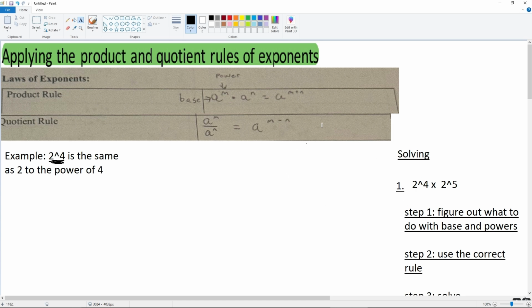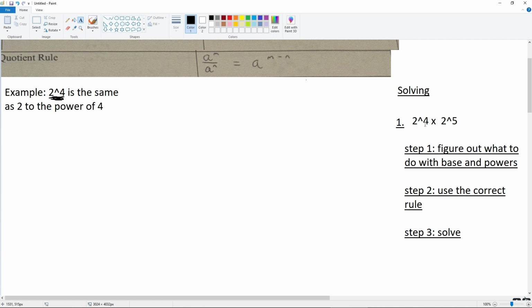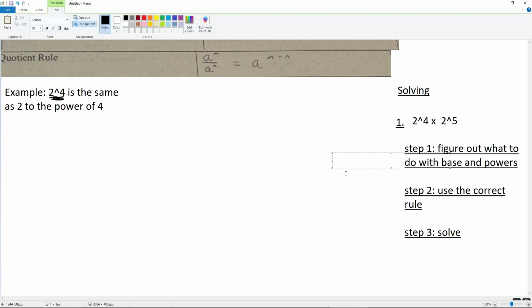This one, for example, matches with the product rule. So we would have to do addition. So we would do 4 plus 5, which is 9. So your answer would be 2 to the power of 9. This one is really simple to do. So now we're going to try doing something harder.